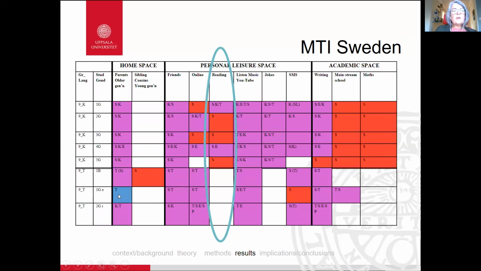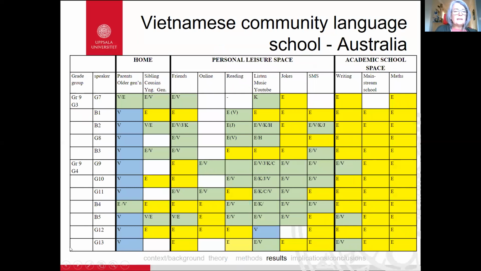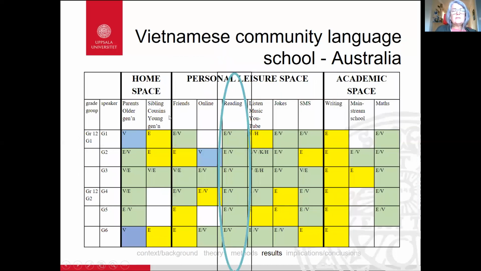Again, Turkish used at home only, Turkish used in the home environment. In the academic space, a lot of Swedish, but otherwise very mixed language use reported here. The next slide reports on the Vietnamese school in Australia. I'm going through this quite quickly, I'm sorry, just to leave time for the discussion.